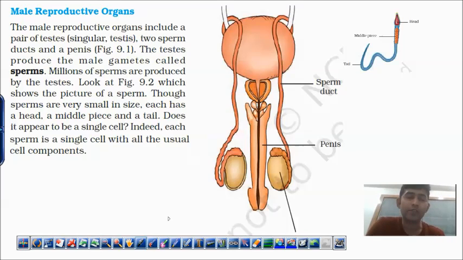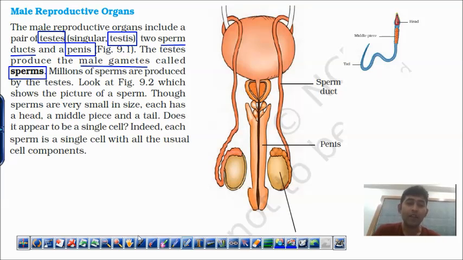Male reproductive organs. The male reproductive organs include a pair of testes, singular testis. The pronunciation is the same, testis, testis, but if this spelling is used, it means plural. If this spelling is used, it means singular. Two sperm ducts and a penis. Penis is wrong pronunciation. You have to call it penis. The testis produce the male gametes. I said male gamete means sperm. Male gamete basically means male DNA, and male DNA is inside the sperm.